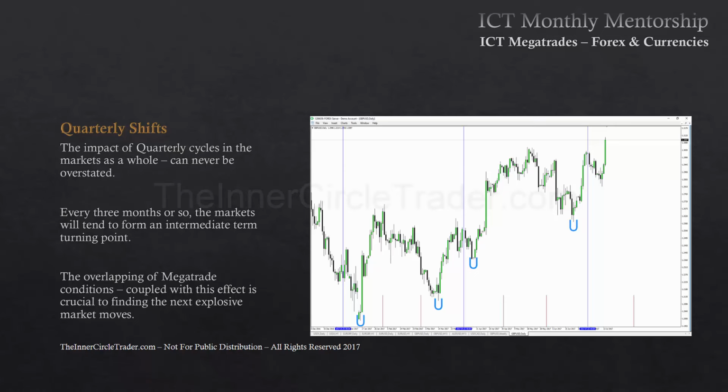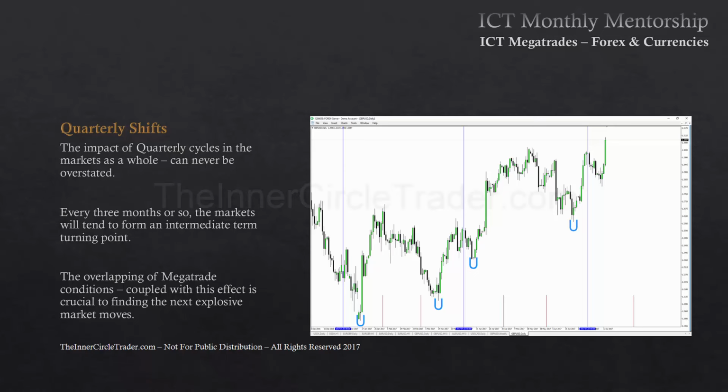All right, quarterly shifts. Now, mega trades are a little bit longer term type of trade. They're not day trades and not short term trades. They're in between a swing trade and a position trade. They can go for a lot longer than we reasonably would expect in the beginning, and they can also go much farther than we expect them to go. But they all hinge on the concept that I taught you as it relates to quarterly shifts.